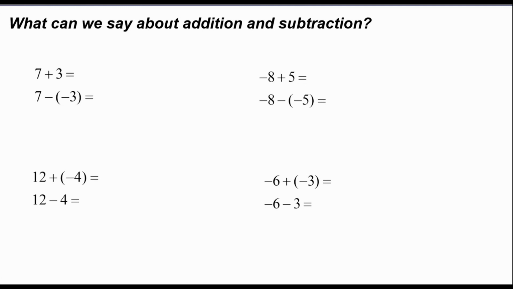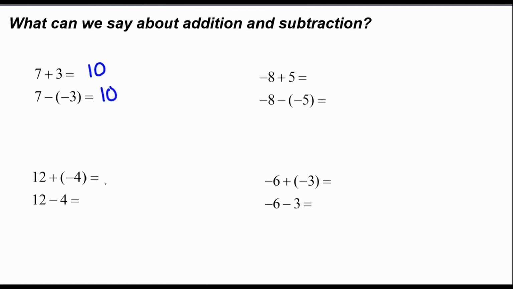And how are they related? If we understand that, we can go back and forth here. So here I've got examples of pairs of number sentences that are identical, and we want to make that connection. 7 plus 3 is 10. And 7 minus a negative 3, again, decreasing a negative actually increases the value, so this is also 10.